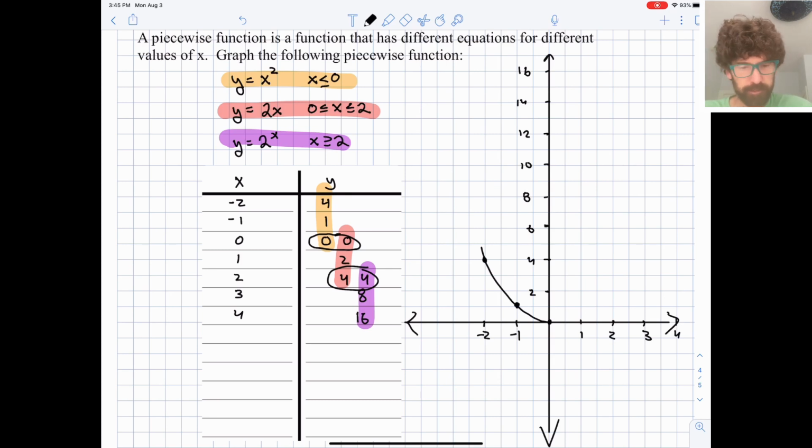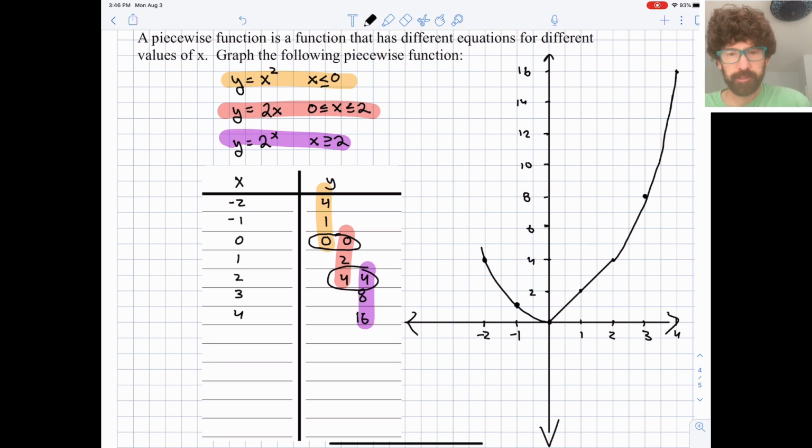x is 0, y is 0. x is 1, y is 2. x is 2, y is 4. That looks like a nice straight line right there. And then lastly, we have that exponential piece. Over 2 up 4, over 3 up 8, and over 4 way up to 16. That's a bit of a curve as well. It's not going to be as obvious when I draw it, though.